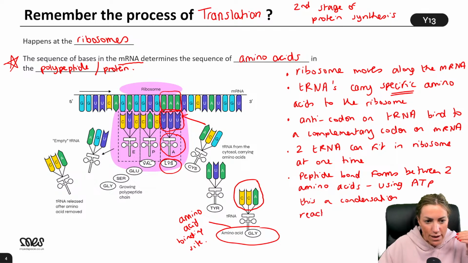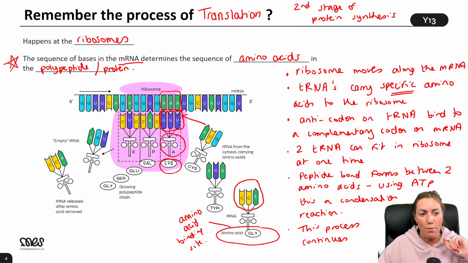Running out of space to write, aren't I? Okay. And I'm going to say this process continues. Until when? When will this stop? Because we're going to keep having tRNA carrying specific amino acid, moving into the ribosome, anticodon binds with codon. This process continues, good, until a stop codon is reached.